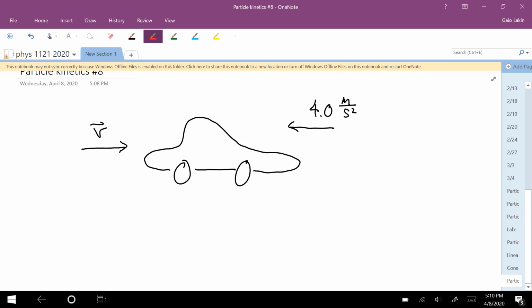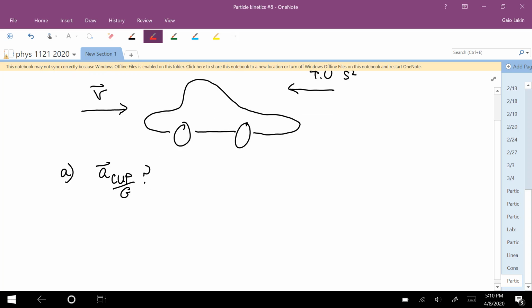So the first question, A, is what's the acceleration of the coffee cup that's seen by an observer outside the car? So someone outside the car is on the ground, is in the ground coordinate system. You can think of that camera is mounted to the ground. So how are we going to get that?